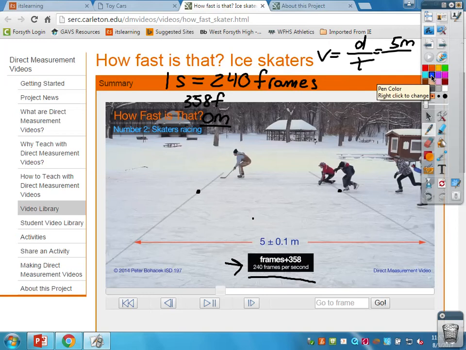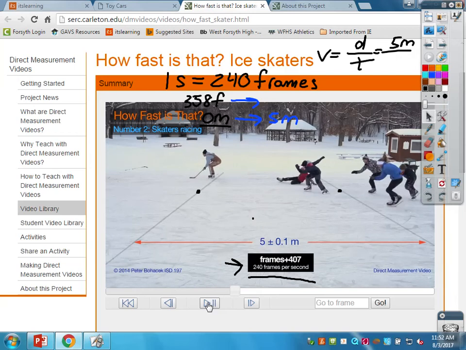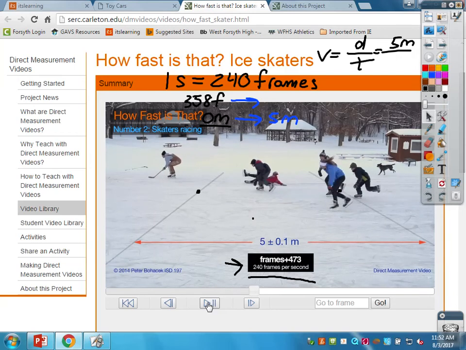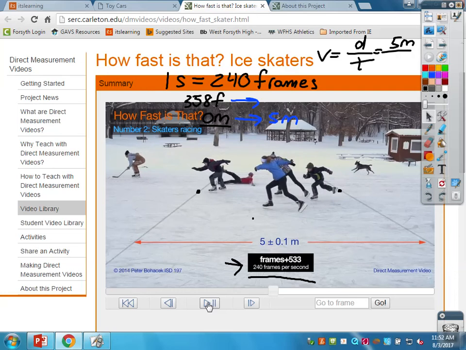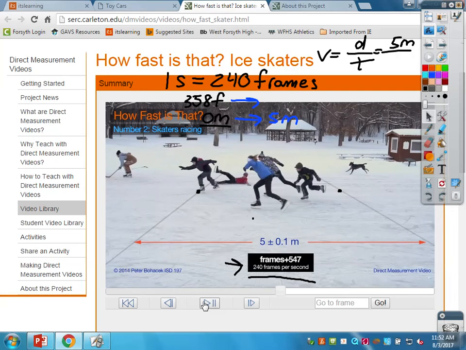So I need to figure out now, when is he at 5 meters? What frame? I'm not going to go frame by frame all the way across. I'm going to let it run. Again, I'm looking at the left skate, so I have to pay attention to that. Hopefully it crosses nicely. Oh, it does. Let me get rid of this dot so I can see. Darn, he has passed the line. I want to get it right when his skate touches the line.